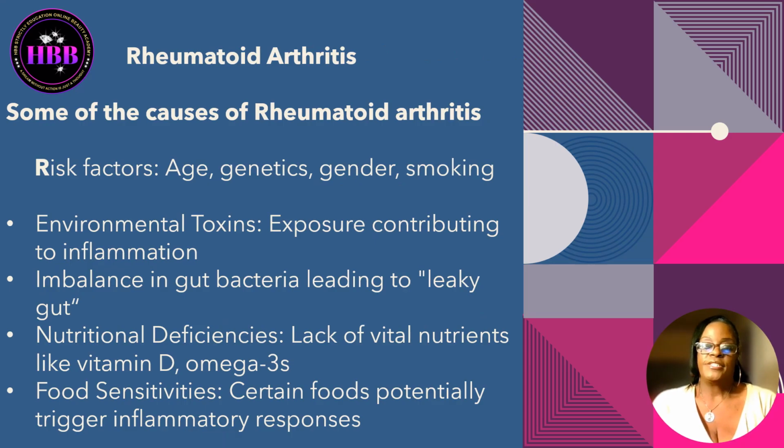Rheumatoid arthritis. Some of the causes of rheumatoid arthritis. First, there's risk factors: the age, genetics, gender, and smoking. Environmental toxins, exposure contributing to inflammation. Imbalance in the gut bacteria leading to leaky gut. Nutritional deficiencies, a lack of vital nutrients like vitamin D and omega 3s. Food sensitivity, certain foods potentially trigger inflammatory responses. So these are some of the causes that can really cause these arthritic issues.